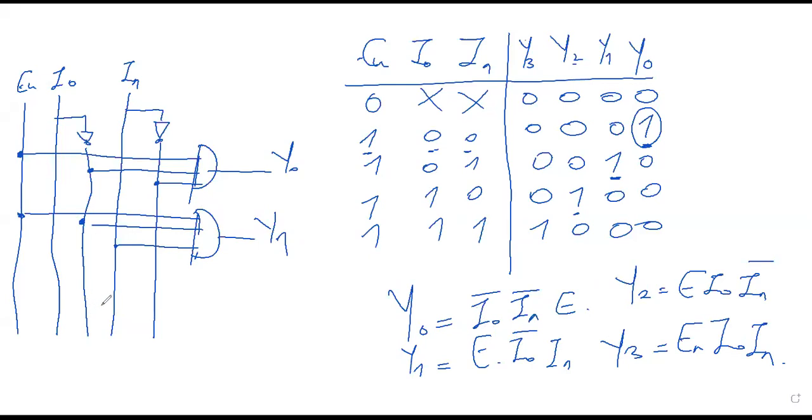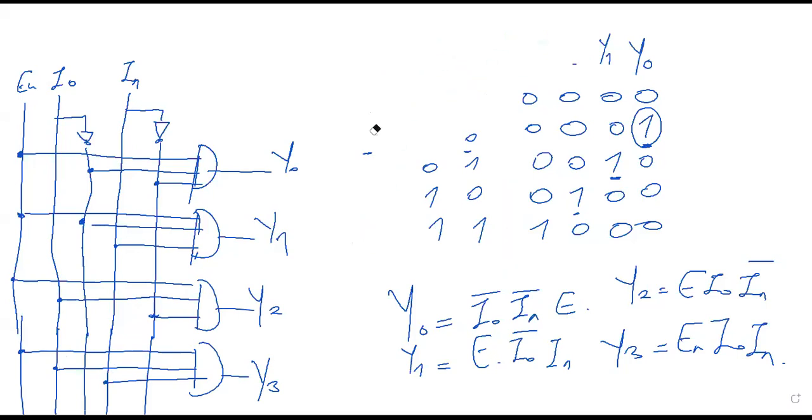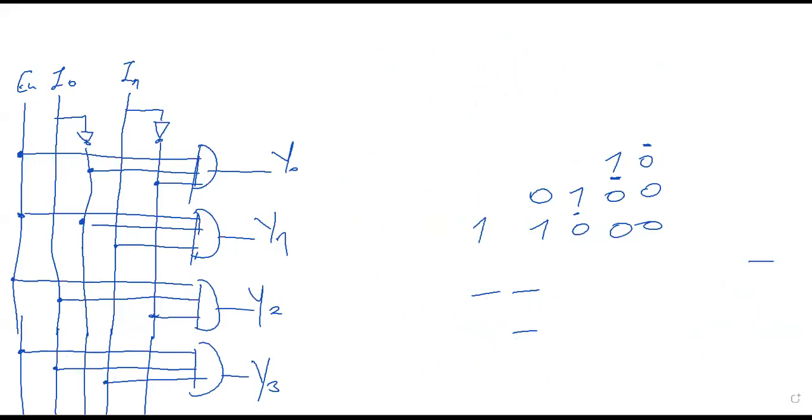Now to the logic diagram. For Y2, I have enable, I0, I1 bar, giving Y2. And the last one, enable, I0, I1, giving Y3. So this is a decoder. This is what the decoder looks like inside the chip. When you have a chip, it will just look like this.